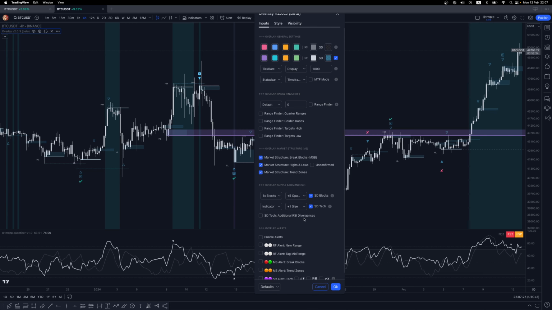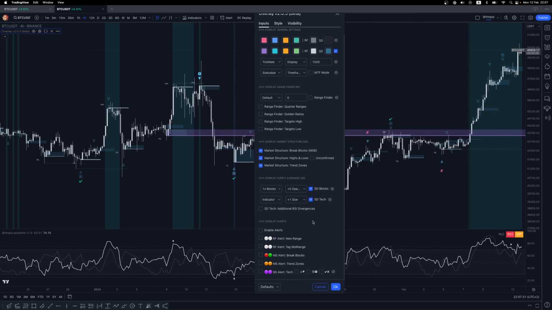All right, so let's say we're on the 4 hour, you want alerts for these cool things, then you can do the following. You enable alerts. You select the alert that you want, and I'll explain what these colors mean in a sec. So rangefinder, RF, rangefinder alert, new range. Whenever the rangefinder finds a new range, it will give you an alert like, hey, on the 4 hour, the rangefinder has found a new range. You get an alert on your phone or whatever.